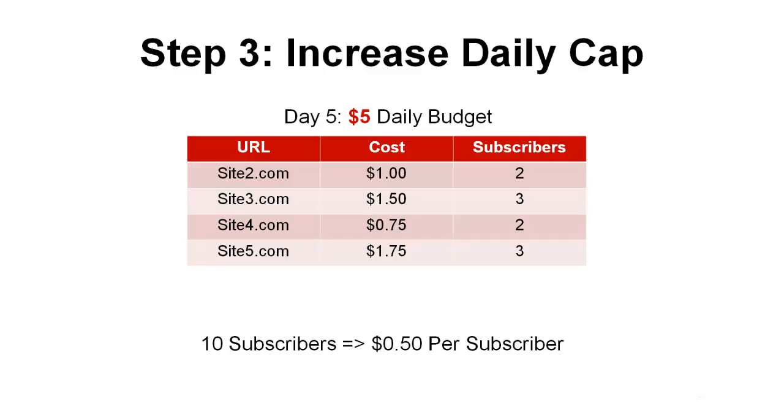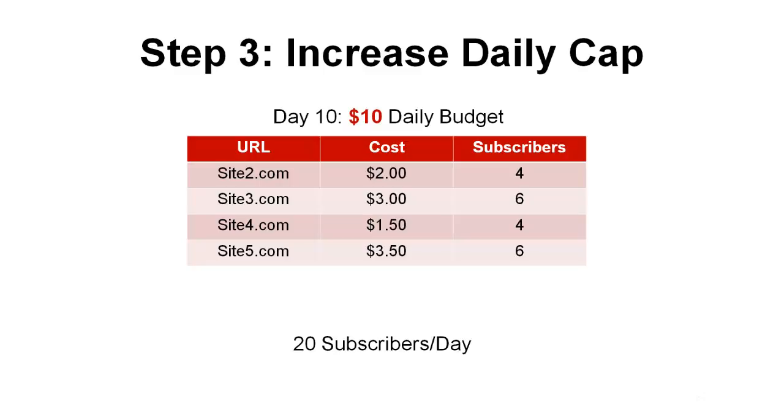Basically, once you have a decent cost per subscriber per day, you can easily increase the number of subscribers by increasing your daily cap. So I'll start by setting the daily budget to $10. And assuming those sites are still converting at the same rate, we will have doubled our subscribers per day. After observing the campaign for a few more days, you remove all the bad URLs that appear. We can continue to increase our daily budget to get more subscribers.